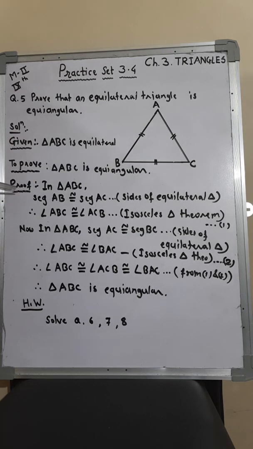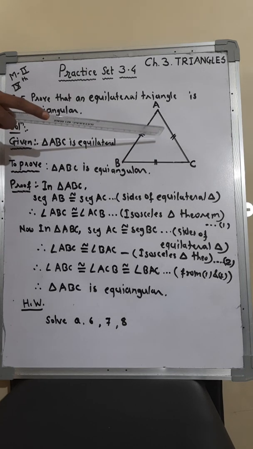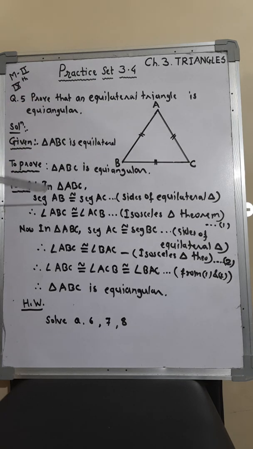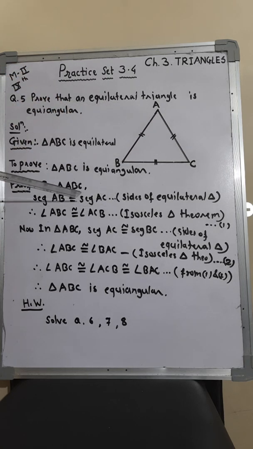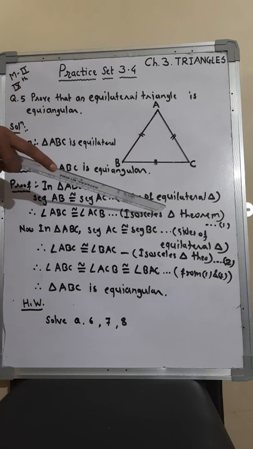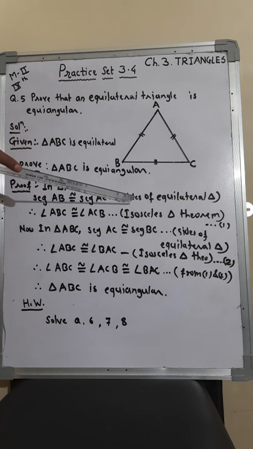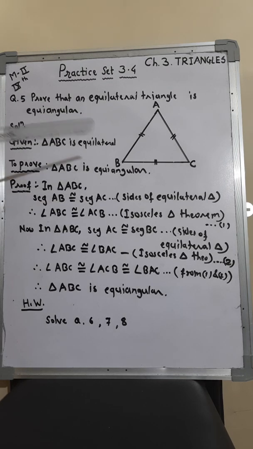Now third important point is proof. In triangle ABC, we have to observe this diagram very carefully. Here all sides are equal. If you take any two sides of this triangle, if you take segment AB is congruent to segment AC. What is the reason? Sides of equilateral triangle. You all know all sides of equilateral triangle are congruent. Therefore, you have to write reason: sides of equilateral triangle.